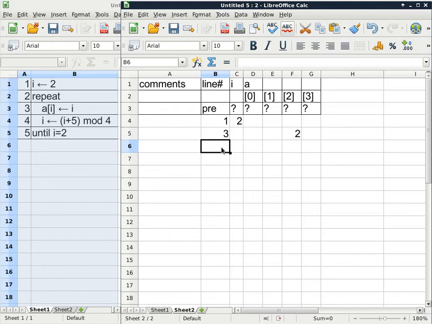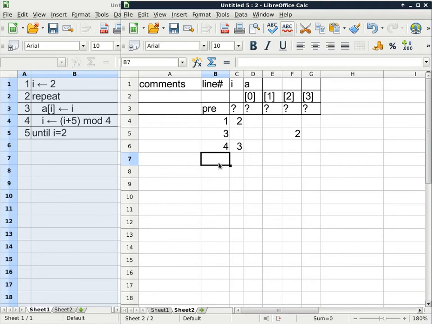I'll just assign some partial credit to this step, okay? But remember, I didn't say how much. Okay, but line 4 is really the magical line, because that's what I'm testing: can you figure out what the new value of I is? Mod is the remainder, okay? So when you say I plus 5 mod 4, it means the remainder of I plus 5, the whole thing divided by 4. In this case, I has a value of 2. 2 plus 5 is 7. 7 divided by 4 has a remainder of 3. So I becomes 3.